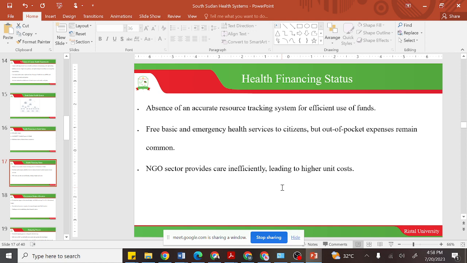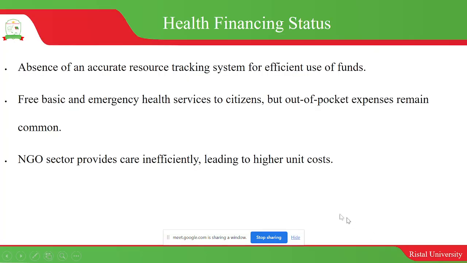The citizens can get services from primary healthcare units and centers for free. These are services provided by the government. But sometimes the citizens also make what we call out-of-pocket payments, because sometimes there are no drugs. Sometimes they need to go to a private pharmacy to buy the drug or even go to a private laboratory to perform a particular test.